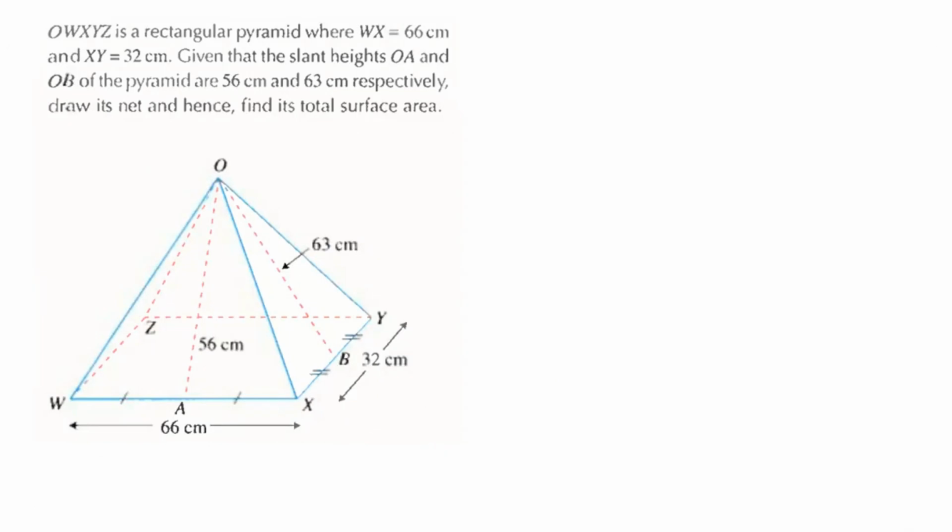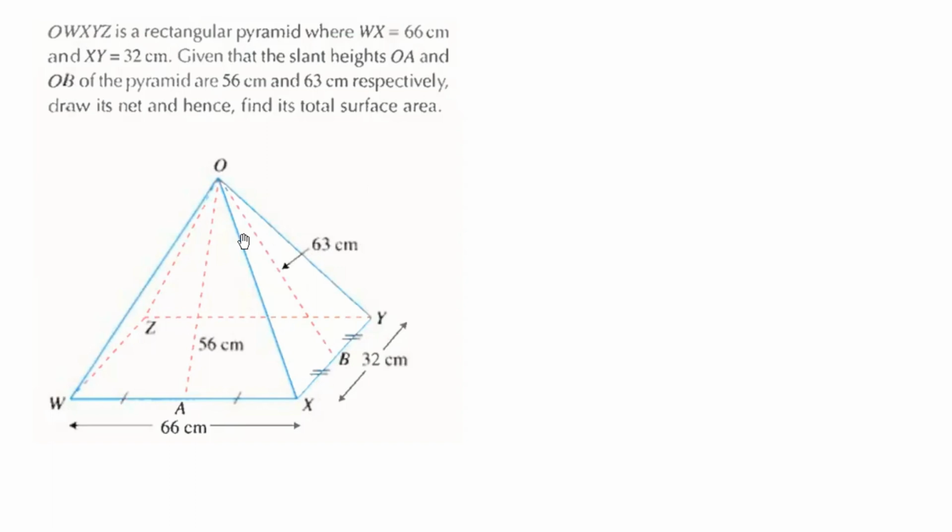XYZ is a rectangular pyramid. Again, the pyramid is rectangular, but here we have to find something else. Where WX is 66, XY is 32. These are both the sides of the rectangle. Given that the slant height, and the question is telling you slant height. Slant height means the triangle on the side, this is the slant height. That means the height of the triangle is given as 63 and 56.